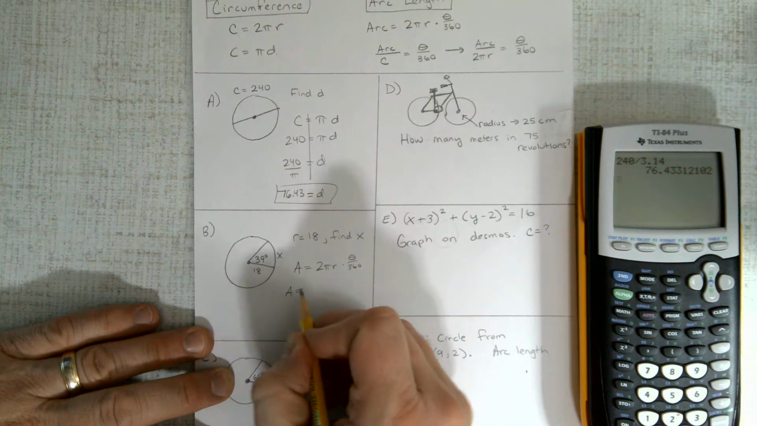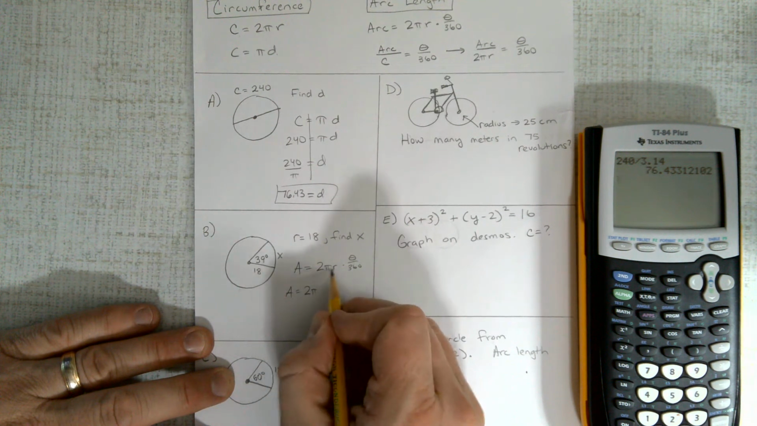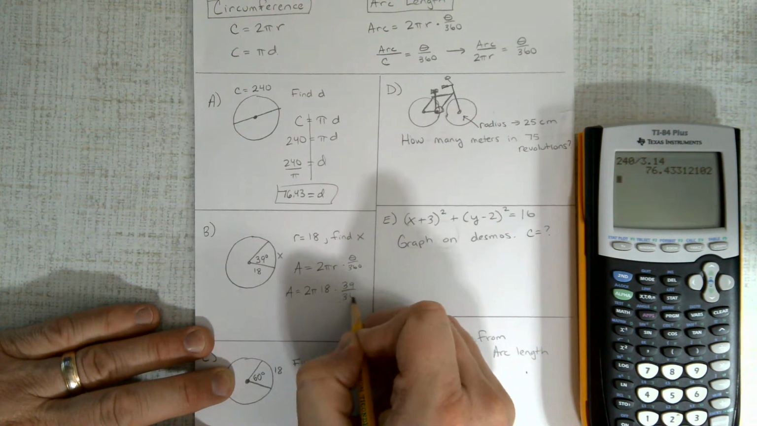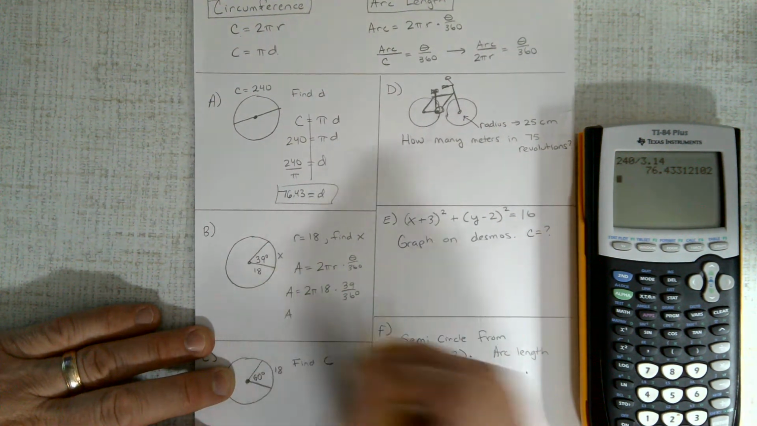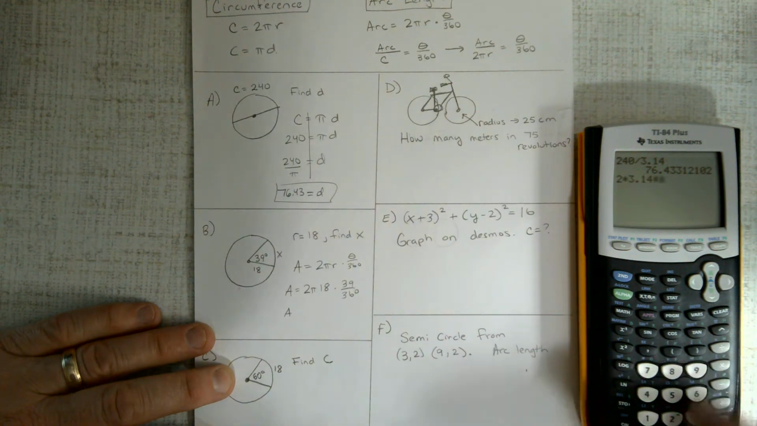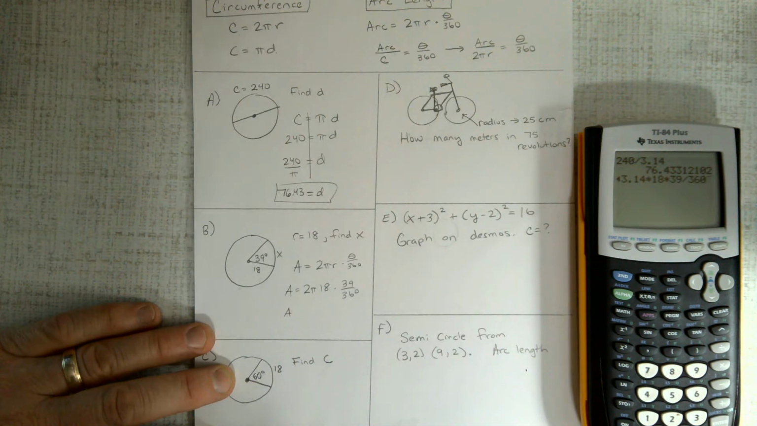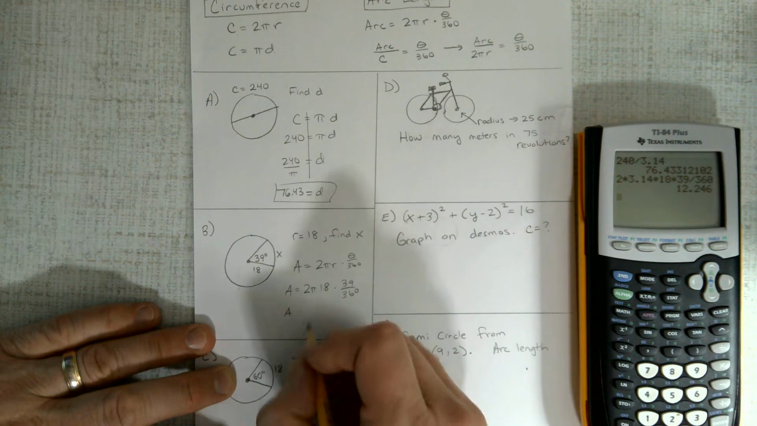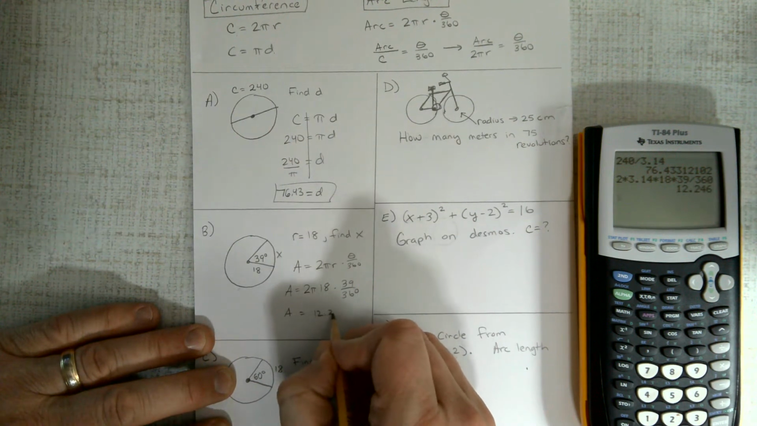So the arc is 2 pi r, where r is 18, times 39 out of 360, and that can be done in one nice step here. 2 times 3.14 times 18 times 39 divided by 360. There's everything I have. Enter. 12.25.